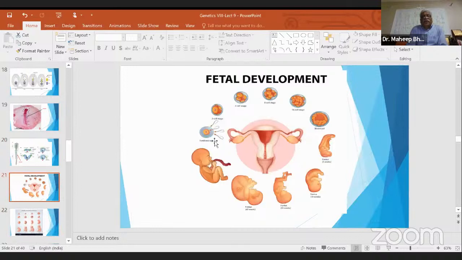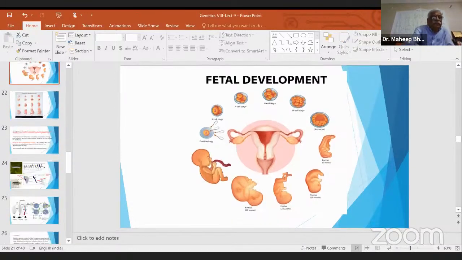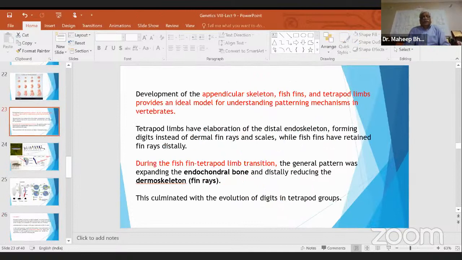In the case of humans, if we see the complete development, it can be seen like this. The cell, with the fusion of sperms, forms two cell stages, four cell stages, 16 cell stages, morula, then the blastula and gastrula, then the first structure, which I have shown here as a Hans diagram, and then this structure converts into this stage, then this stage, and this stage. So we can understand how from a single cell a complete embryo, or fetus, is formed.